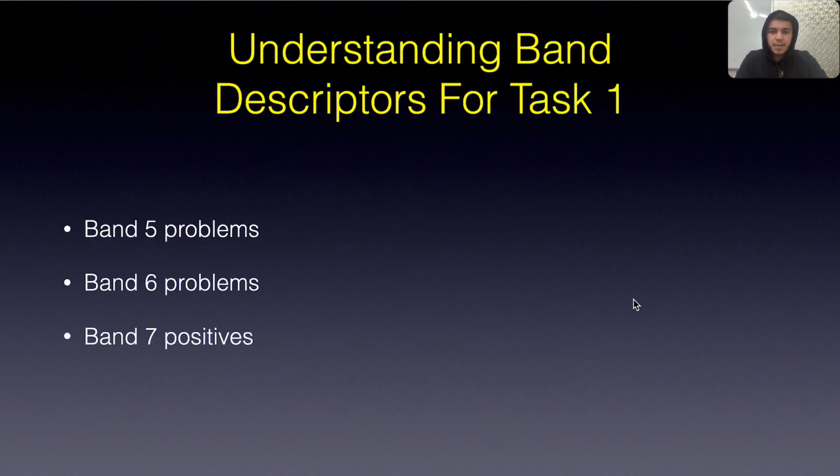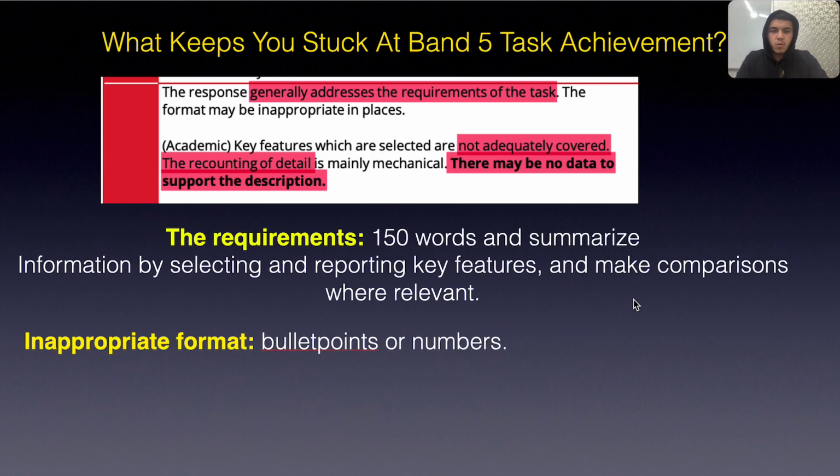Okay, understanding band descriptors. This is very important if you want to score high on task 1 and task 2. You need to understand the requirements, the criteria through which your report is evaluated. So we'll look at band 5 problems, band 6 problems, and then band 7 positives. The content of the lesson will be the following. So we'll talk about criteria mainly here.